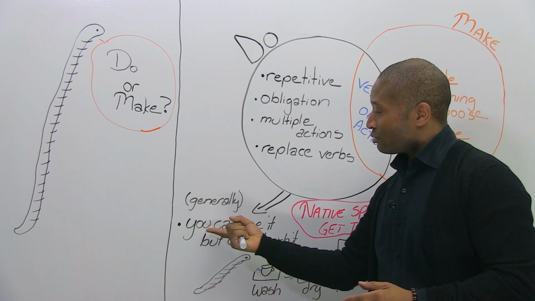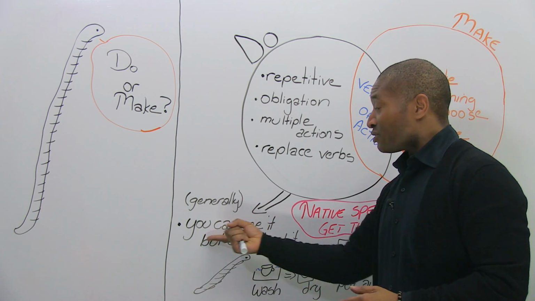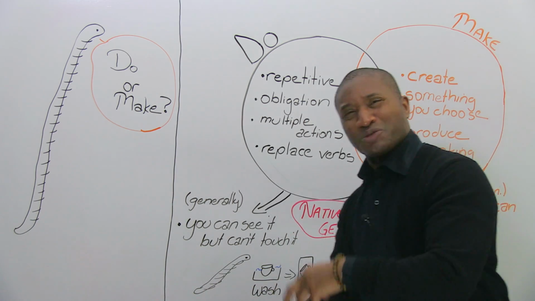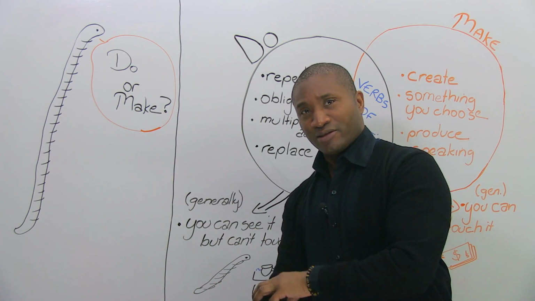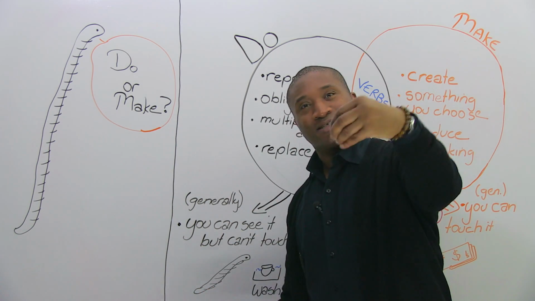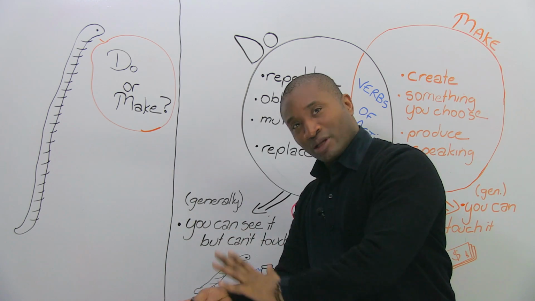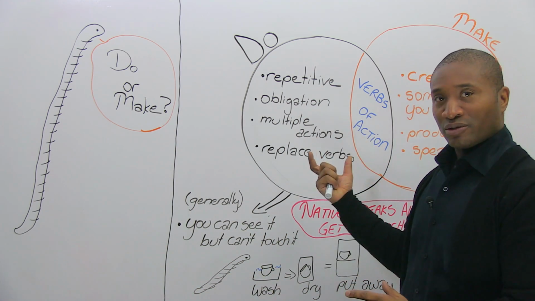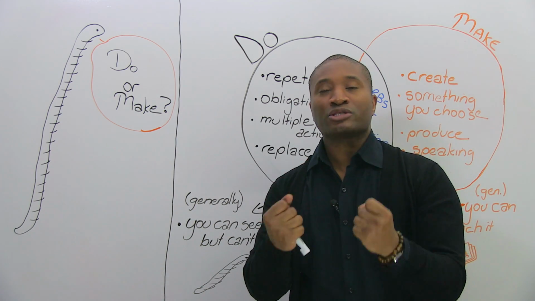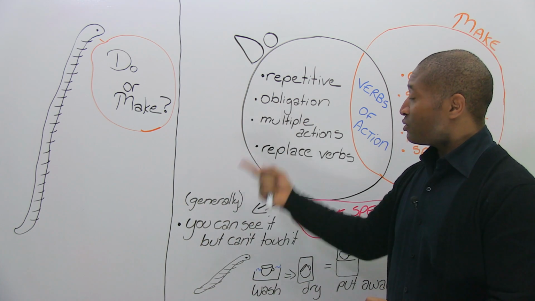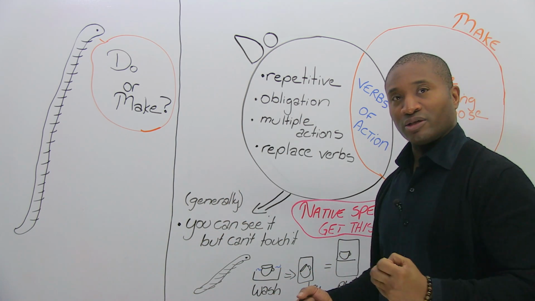When I talk about do, you can see it, but you can't touch it. You can see me washing, but you can't touch me washing the dishes. It doesn't make sense. You can see me drying the dishes, but you can't touch it and go, now I have dry. It's like, you can't have dry. It's the action that I'm actually doing, okay? So when you keep this in mind, yes, they're verbs of action, and that's why you get confused. I understand. But just keep in mind, generally speaking, when do, you can see it, but you can't touch it.